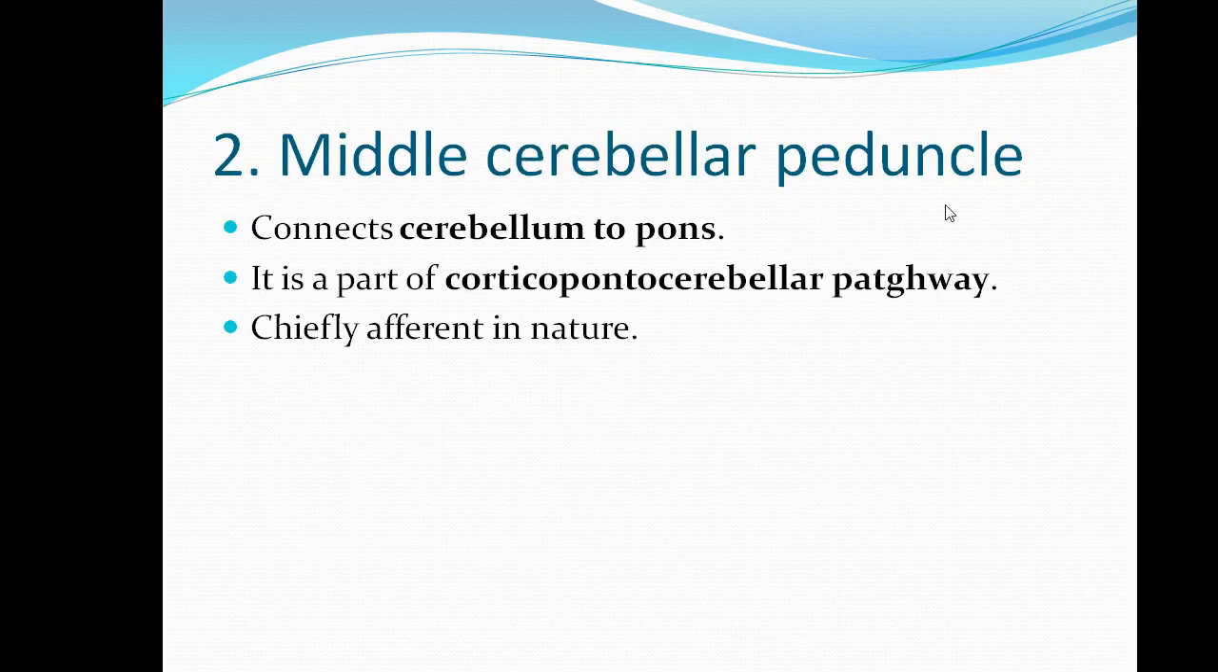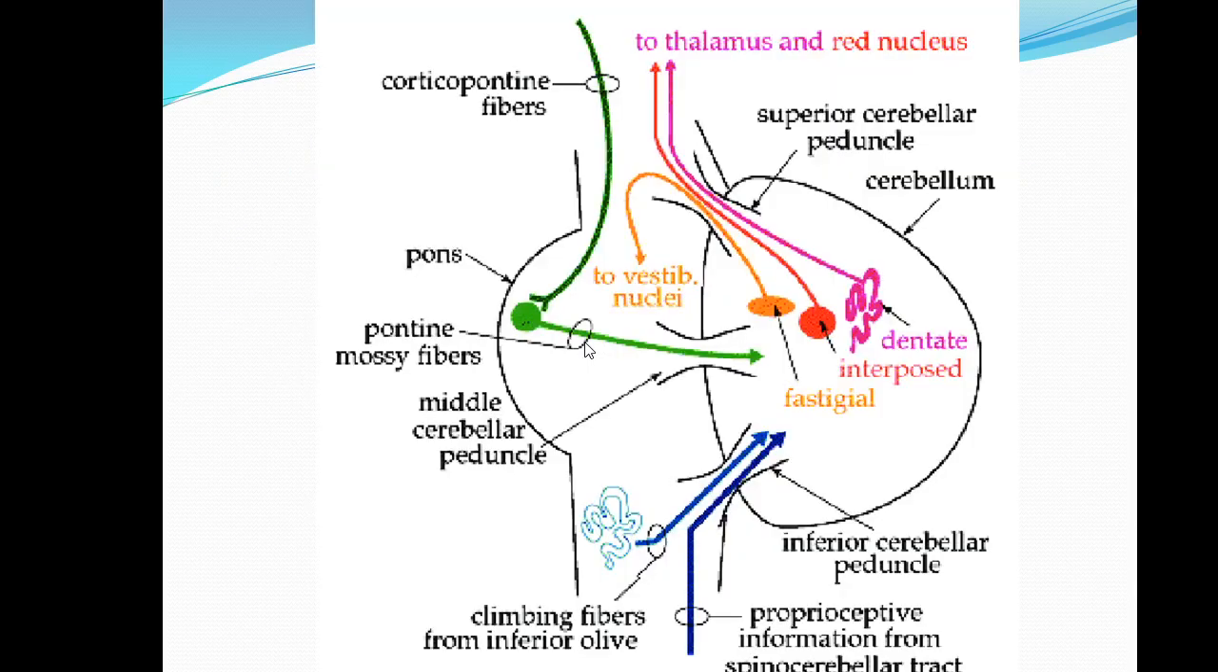The middle cerebellar peduncle connects the cerebellum to pons. It is a part of the corticopontocerebellar pathway. It is chiefly afferent in nature. This diagram shows the cerebellum connected to the brainstem through the superior cerebellar peduncle, connecting it with the midbrain, the middle cerebellar peduncle connecting with the pons, and inferior cerebellar peduncle connecting with the medulla oblongata.